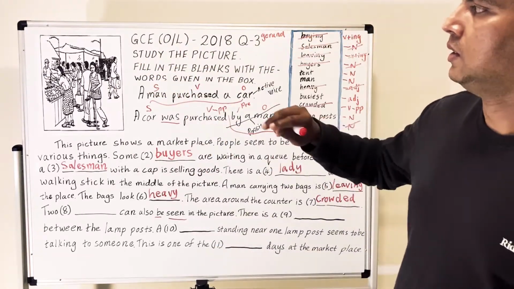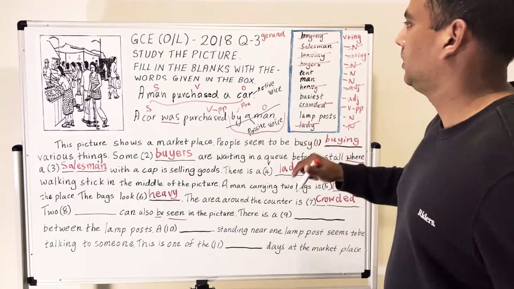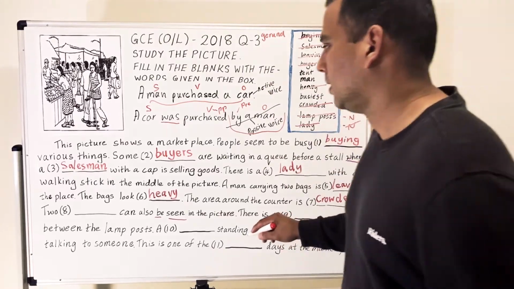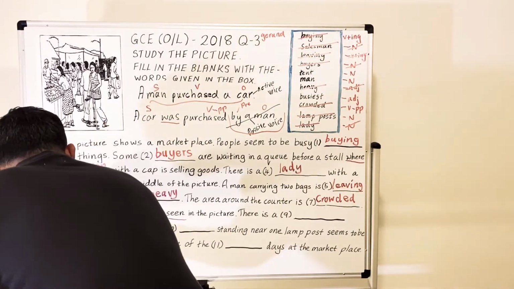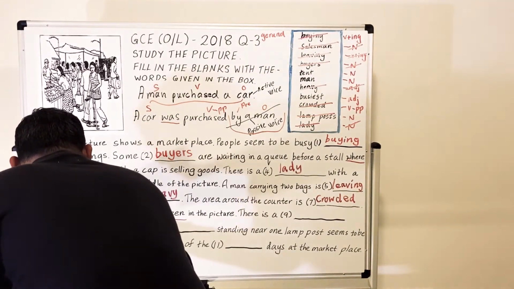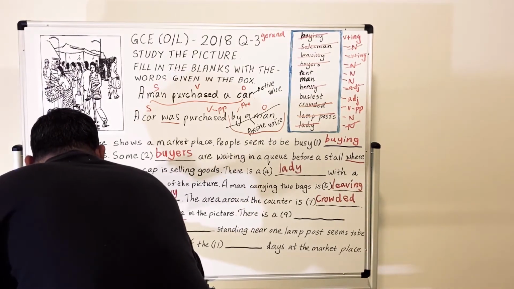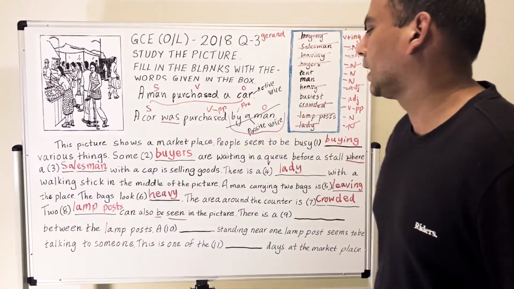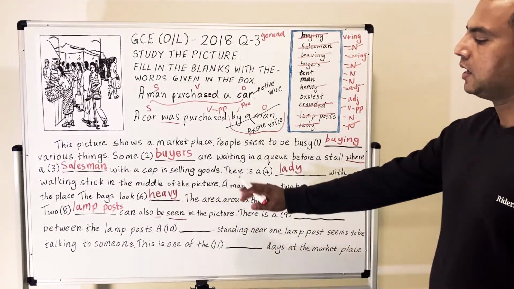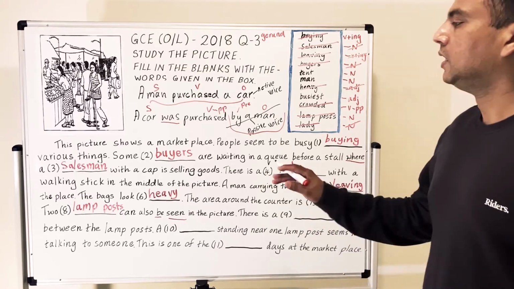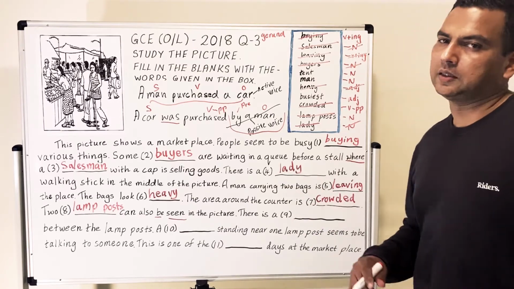Here at the top of the picture, on top of everyone, we can see 2 lamp posts. 2 lamp posts can also be seen in the picture but they are not saying by whom it is being seen, since it's not important. So normally the by phrase, most of the times, is omitted.